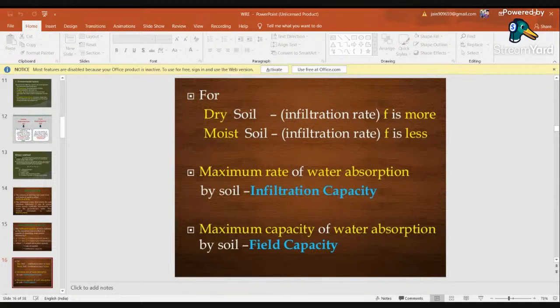But if the soil condition is moist, then infiltration capacity is lesser and field capacity is higher.